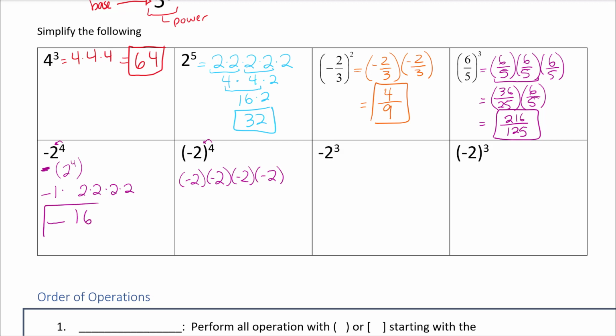So the answer here is negative 16. Whereas in the parentheses, if the negative's with it, then you have to be a little bit careful. Negative 2 times negative 2 is positive 4, and positive 4 times positive 4 is positive 16. Notice these two answers are not the same, and you have to be really careful about it.